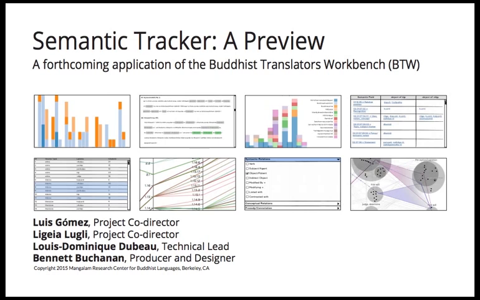The Semantic Tracker can be used to study words in virtually any language. In this video, we will simulate using it to analyze and translate a cluster of Sanskrit words in Buddhist literature. In particular, we will compare the uses of the verbs klp and vi-klp.